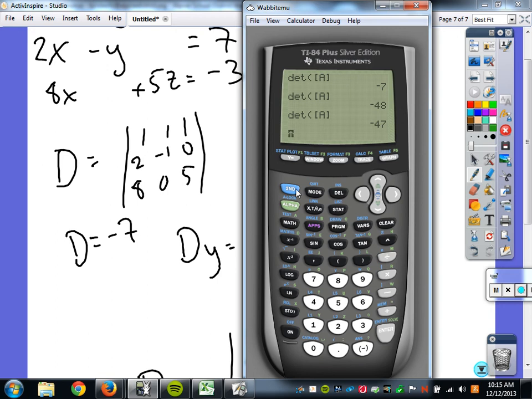Okay, so I go second matrix, over to edit, 3 by 3. So notice what I do here. I put my 2, my 7, and then I use my -3. Okay, and then I come over here. Sorry, this was a 1. That's a 1. -1, and then 0.